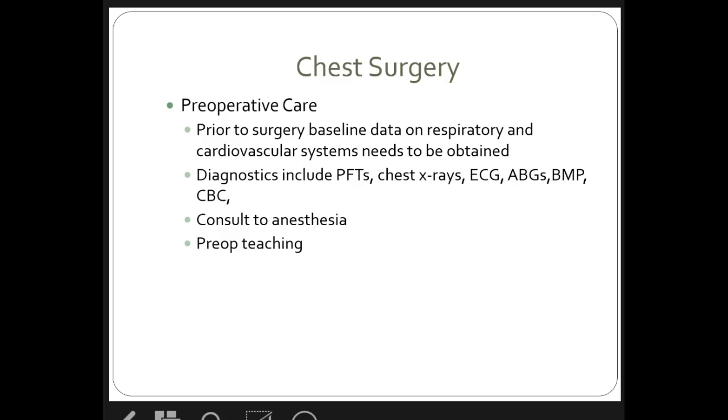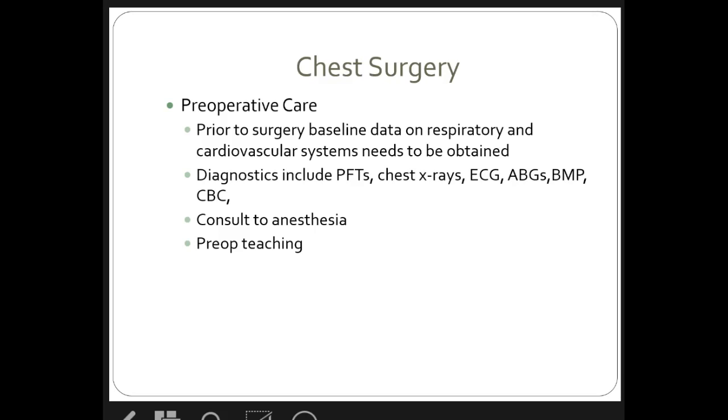Chest surgery is performed for a variety of reasons, some of which may not be related to primary lung problems. Please review Table 28-24. Preoperatively, your patient is going to have baseline data on their respiratory and cardiovascular systems. They will have diagnostics that include pulmonary function tests and chest x-rays. They will have an ECG. They will have ABGs. They will have electrolytes and a CBC done.